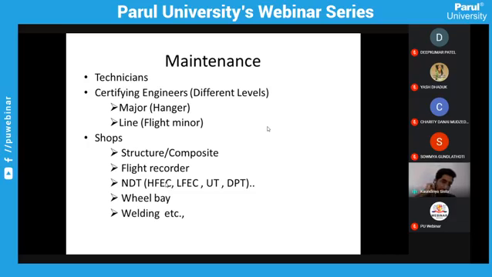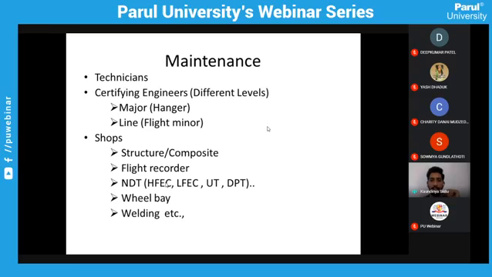Okay. Next, the flight recorder is fine. NDT, I think you know the theoretical part better. HFEC is high frequency eddy current. LFEC is low frequency eddy current. Depending on the depth and the thickness of the material, you will be switching from high to low frequency. UT is ultrasonic testing. It also measures depths, dents and thickness. You can measure with these three.